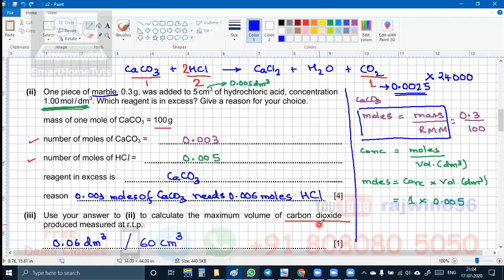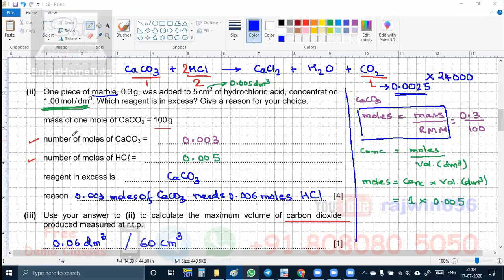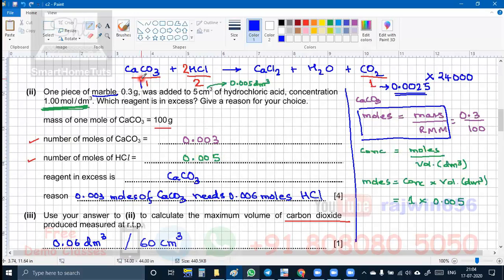What was your question, Varun? Can you repeat the reagent in excess part? Okay. Now see, we have calculated the moles of these both. That much part you have understood, no? Yes, sir. Now, what is the mole ratio for CaCO3 is to HCl? 1 is to 2. If this is 1 mole, then this has to be 2 moles. Correct? So if these are the actual number of moles present that we have calculated, this ratio is 1:2.